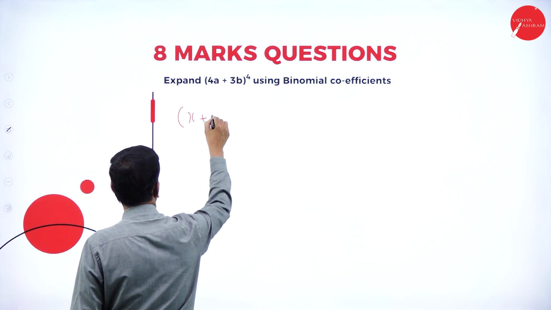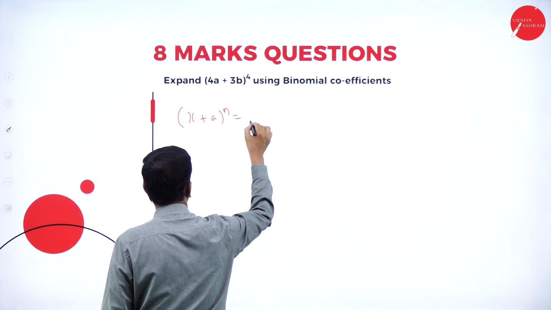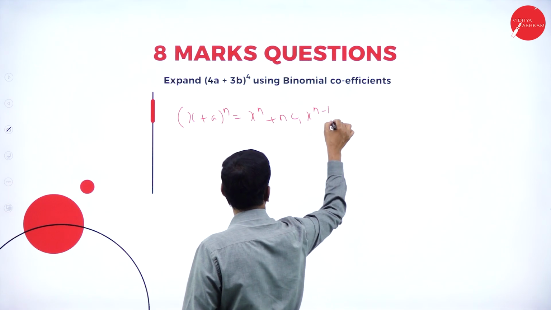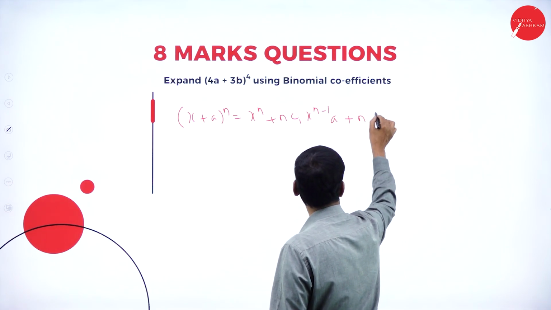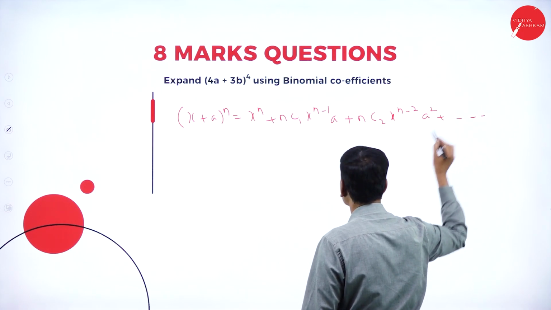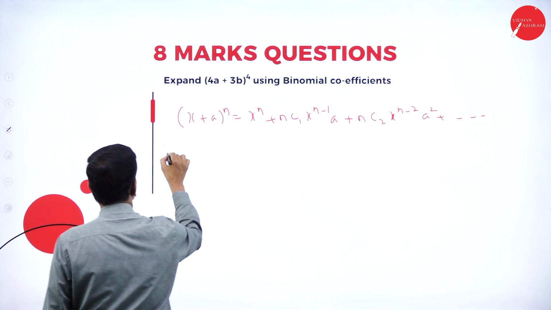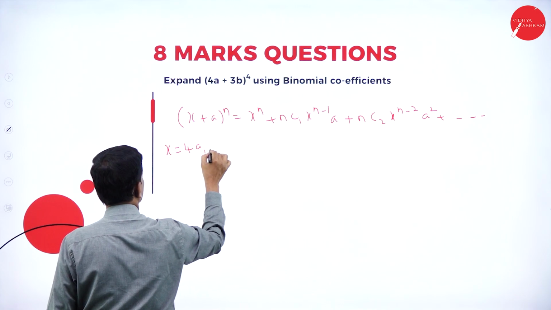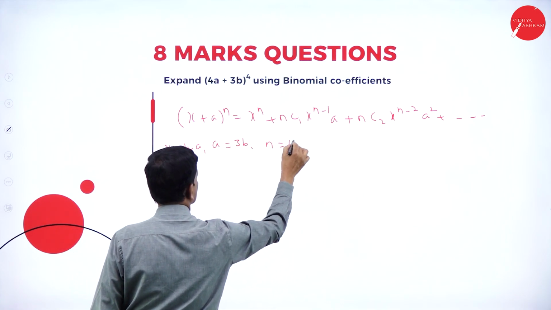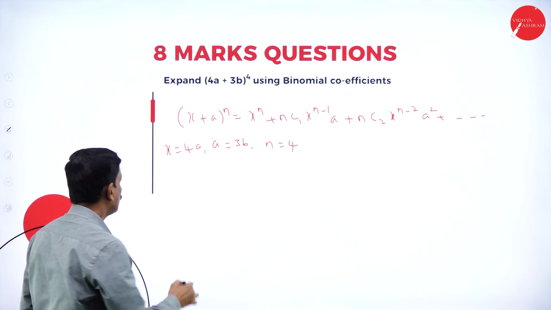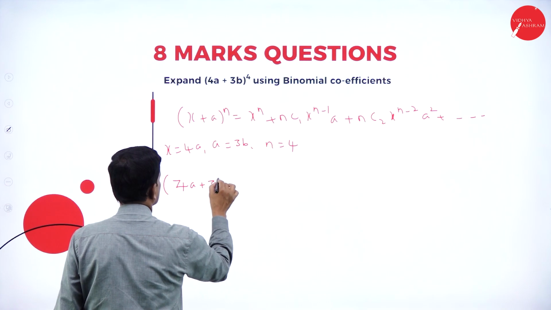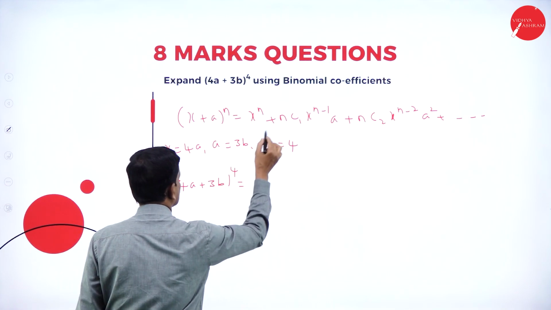So, we know that the formula for (x plus a) to the power of n is x raised to n plus nC1 x to the power of n minus 1 into a plus nC2 x to the power of n minus 2 into a square plus etc. Now, comparing with this, x is equal to 4a and a is equal to 3b and n is equal to 4.